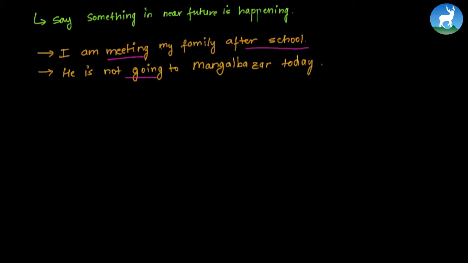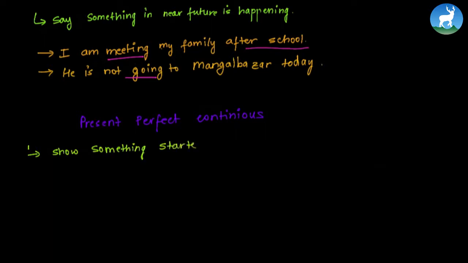Now we'll see the use of present perfect continuous tense. We're going to learn about present perfect continuous tense. We use present perfect continuous tense to show something started in the past and has continued till now. We use it to show something started in the past and is still continuing right now.